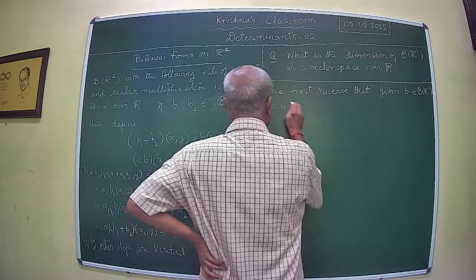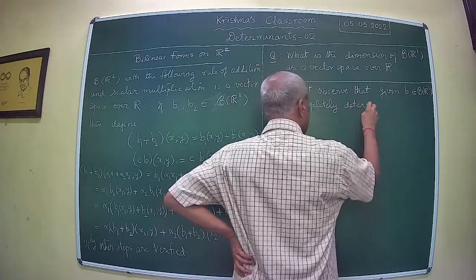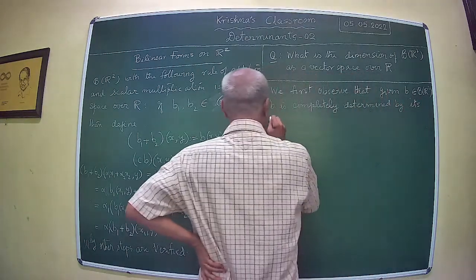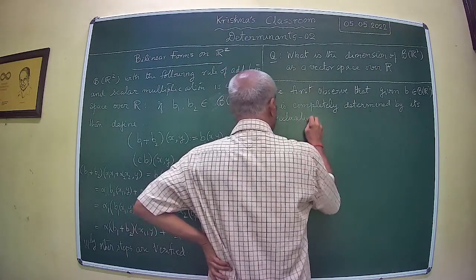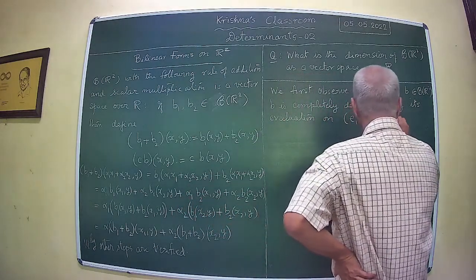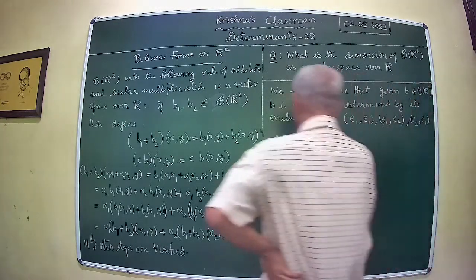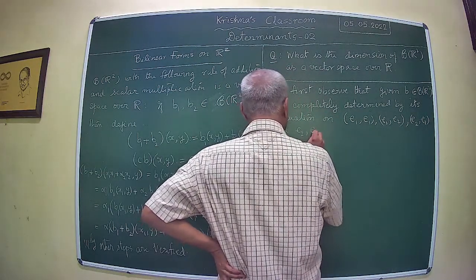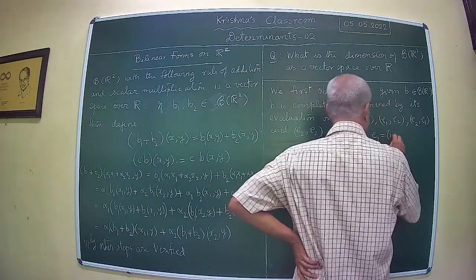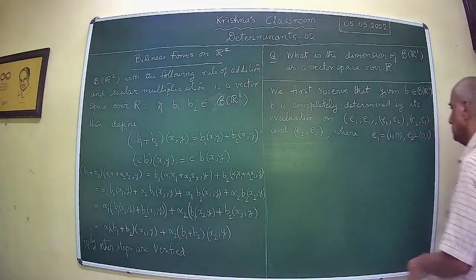B is completely determined by its evaluation on E1, E2, where E1 is equal to (1, 0) and E2 is (0, 1). So standard basis vectors for R2.